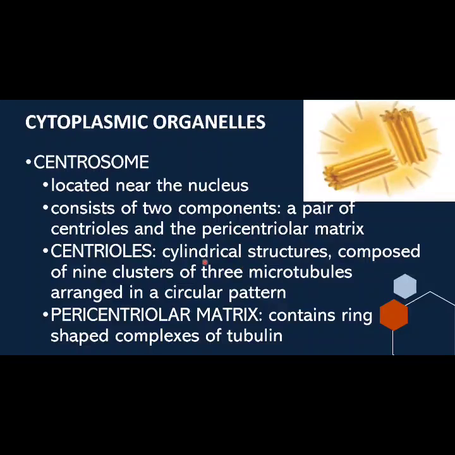Your centrioles are cylindrical structures composed of 9 clusters of 3 microtubules arranged in a circular pattern. Please note that the pericentriolar matrix contains ring-shaped complexes of tubulin. Your tubulin here will be the organizing centers for growth of the mitotic spindle, which plays a critical role in cell division, and for microtubule formation in non-dividing cells.